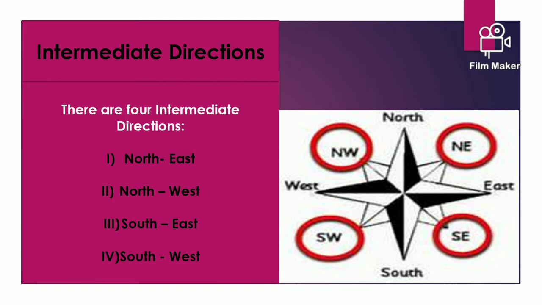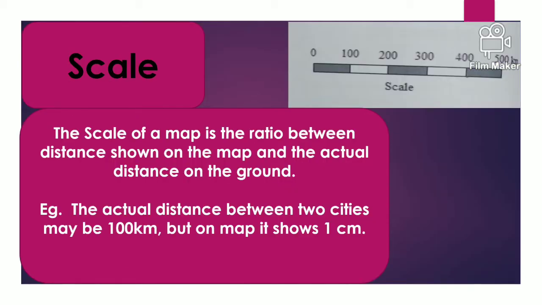Scale. A map rarely shows the actual distances between places. Distances are shrunk so that the area being mapped can be fitted on a piece of paper. To be able to do this accurately, maps are drawn to a scale. The scale of a map is the ratio between the distance shown on the map and the actual distance on the ground. For example, the actual distance between two cities may be 100 km, but on the map it shows 1 centimeter.